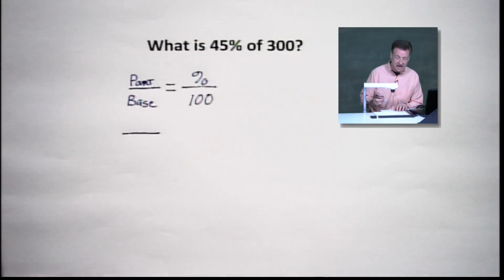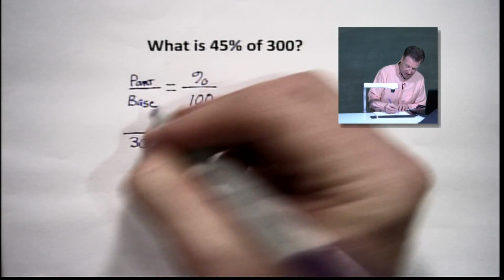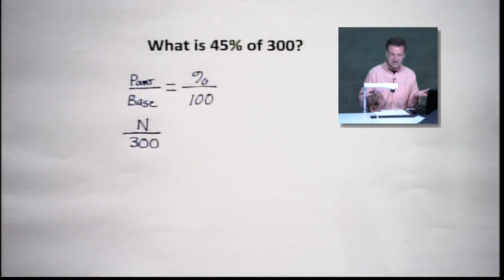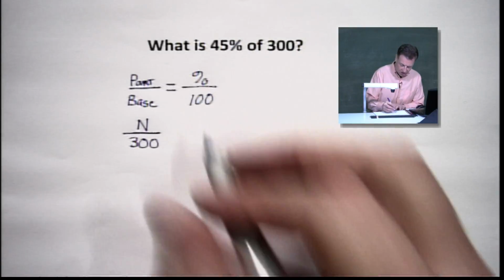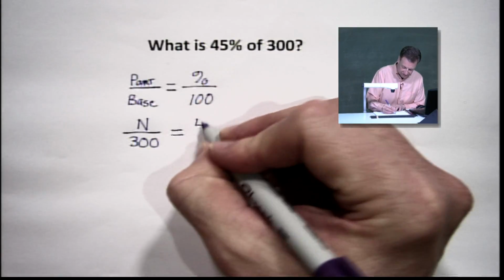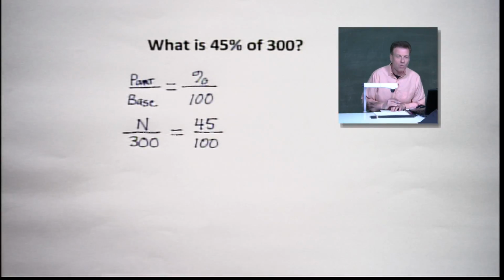So let's see what happens with our numbers here. If 300 is going into the denominator over here, I'm going to just call this N, all right? I'm going to leave it as a number. I don't know what it is yet. We're going to figure that out. And over here, we're going to make 45. That's simply what our percent is. And we're going to slip it over 100.